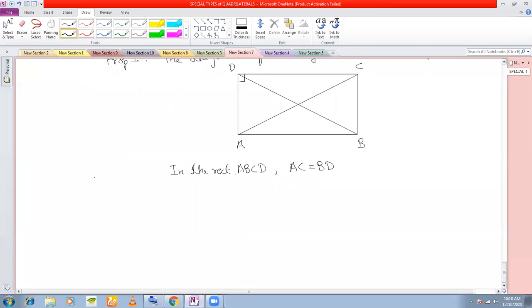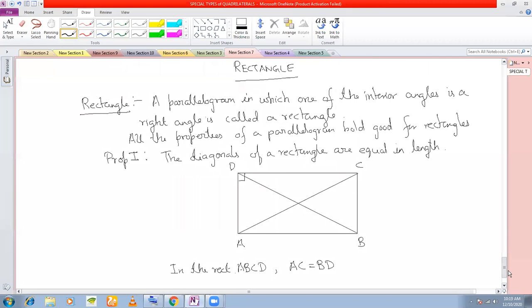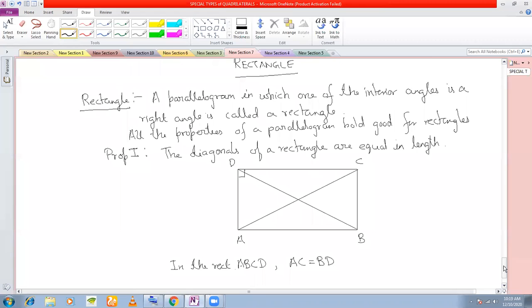The next property is... so you have only one property of rectangle. There's no other property because all other properties are properties of parallelogram. They need not be mentioned separately. See, what are the properties of parallelogram?